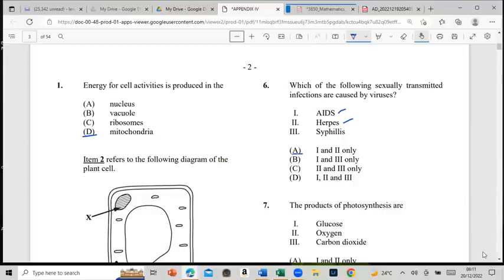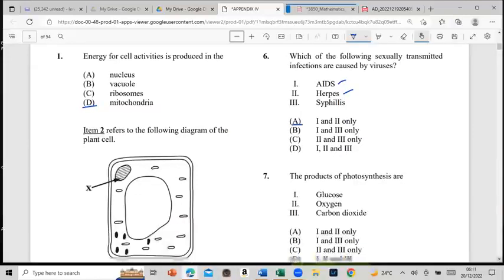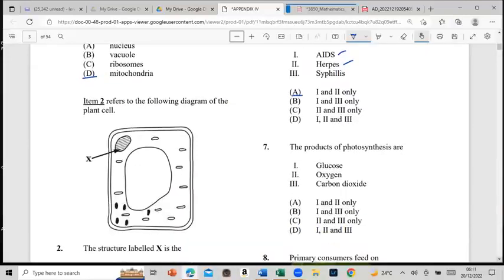Number 7. The products of photosynthesis are: you have 1, glucose, 2, oxygen, 3, carbon dioxide. Notice it says the products, so you have to read it very carefully, guys. And that would be glucose and oxygen. It uses carbon dioxide to produce. So read questions carefully. Alright, let's move on to 8.